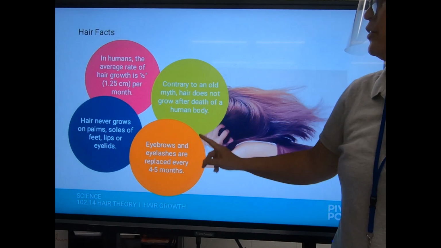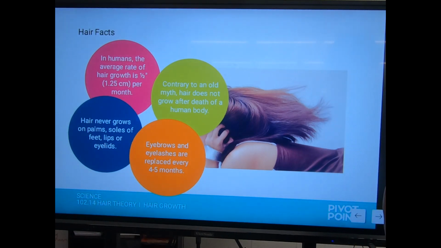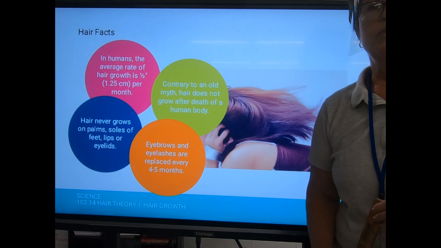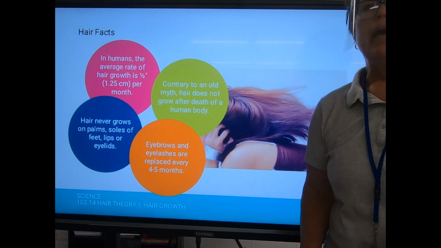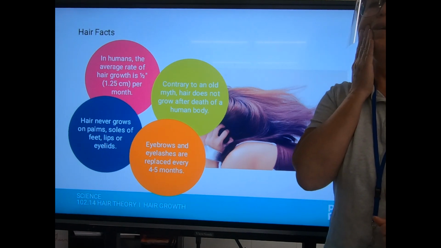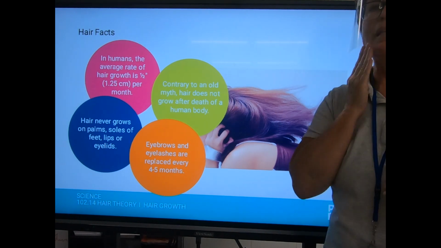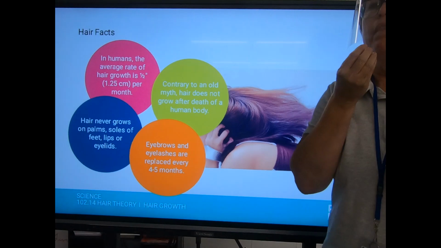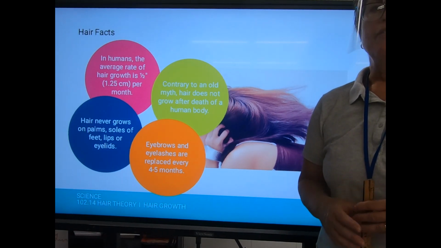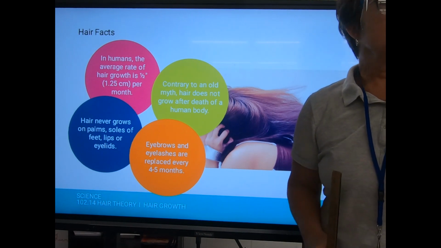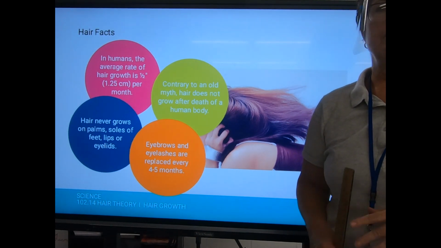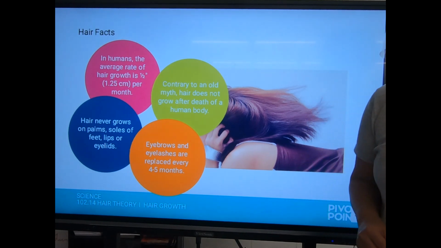All right, contrary to an old myth, hair does not grow after death of a human body. Okay, so I've done hair in funeral homes many times, and that's true. But what happens is the skin pulls back. The skin shrinks, therefore making it look like the hair grew. So in other words, after people pass away, pretty much everybody looks like they have a mustache or really bad eyebrows that haven't been tended to for a while.